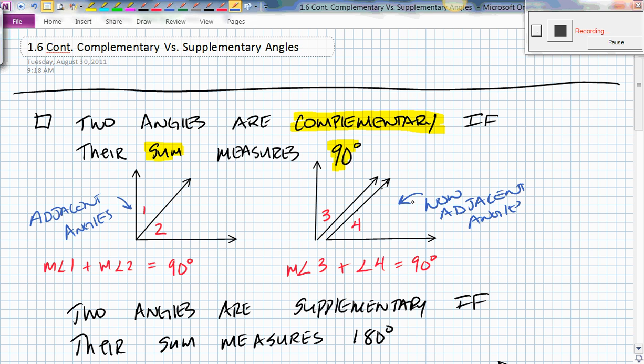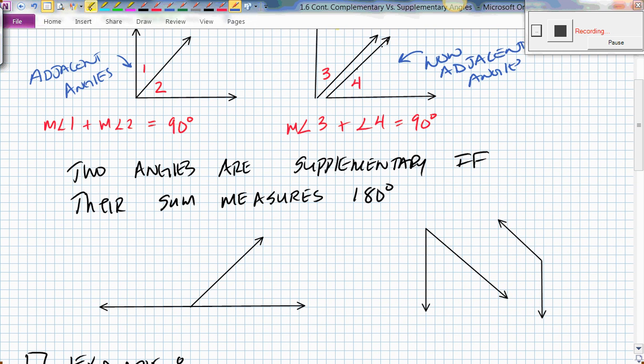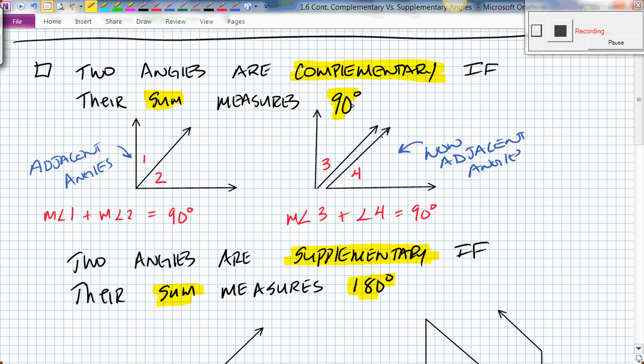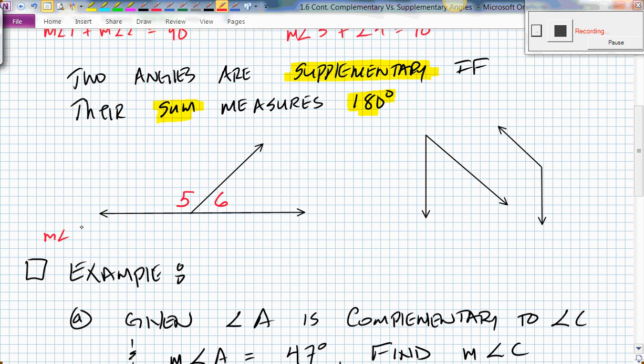So complementary is the sum whose measure is 90 degrees, and we have a picture. And supplementary is similar, except that supplementary angles have a sum of 180 degrees. So complementary 90 degrees, supplementary 180 degrees. So here's an example here. If I gave you this is angle 5 and this is angle 6, the measure of angle 5 plus the measure of angle 6 has to be 180 degrees.